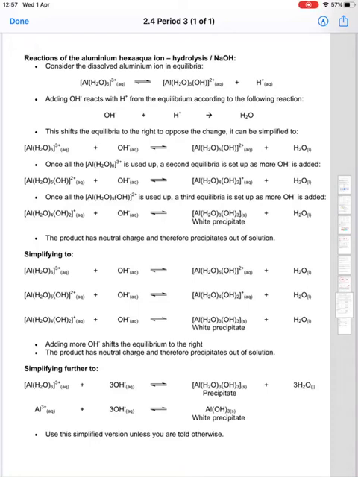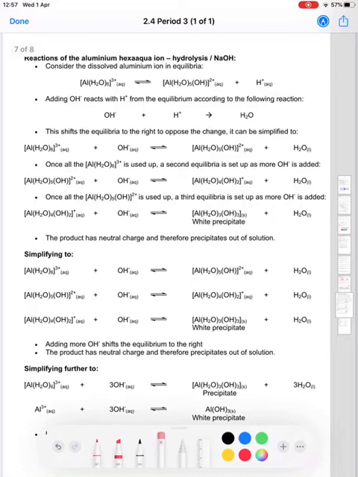So here's basically how the aluminium ion then reacts with the hydroxide ions. Remember that this could just easily be written as Al3+ aqueous. But here's what it is really like, with the six waters.